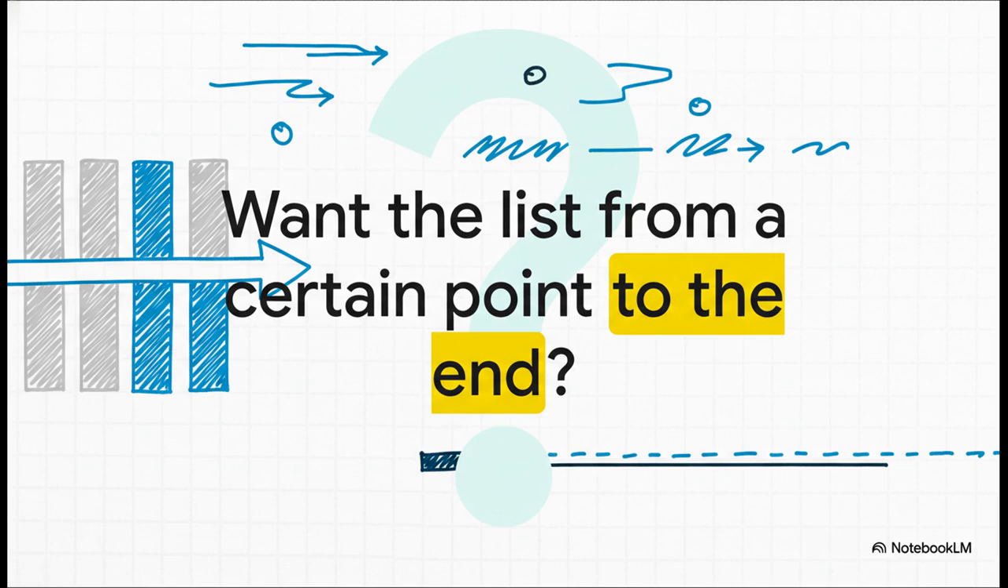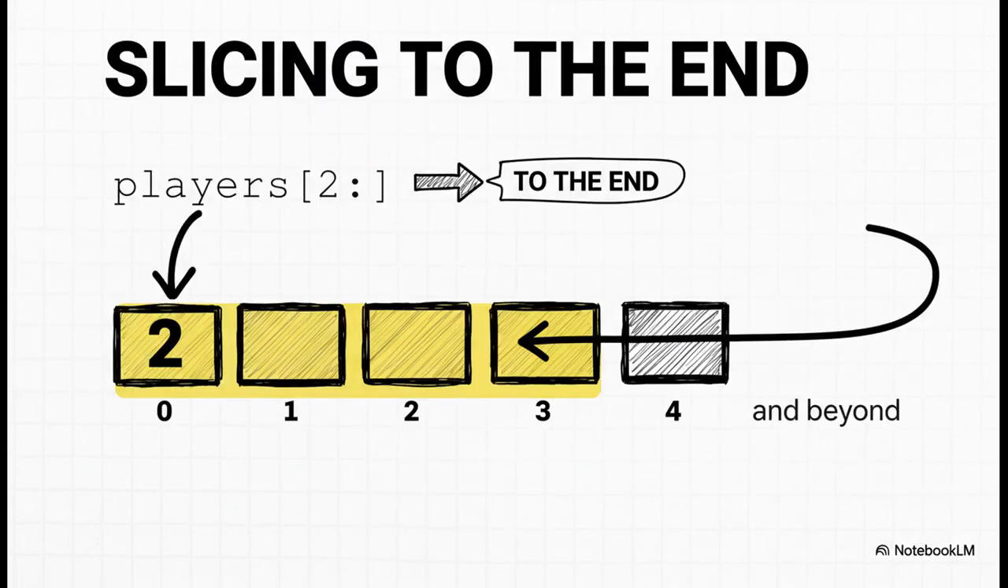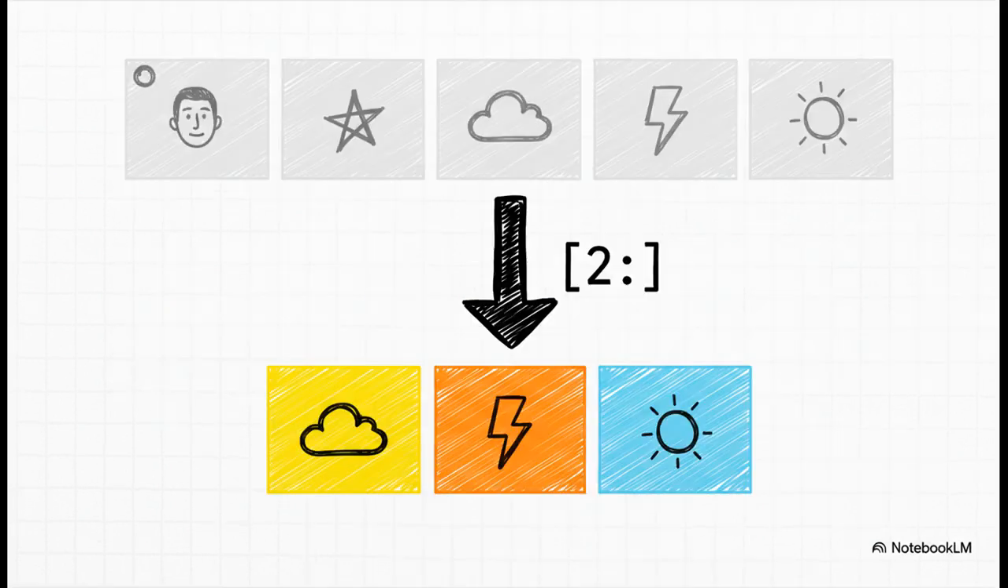Okay, so that's perfect for grabbing a chunk from the beginning. But what if you want to start somewhere in the middle and just get everything all the way to the end of the list? Python actually has this really neat shortcut for that. If you just leave the end index blank after the colon, Python just knows you mean go all the way to the end. So here, we start at index 2 and just leave it at that. And look at that, the result is exactly what we wanted. We get a new list that starts with the player at index 2, which is Rizwan, and it just keeps going right to the very last player.